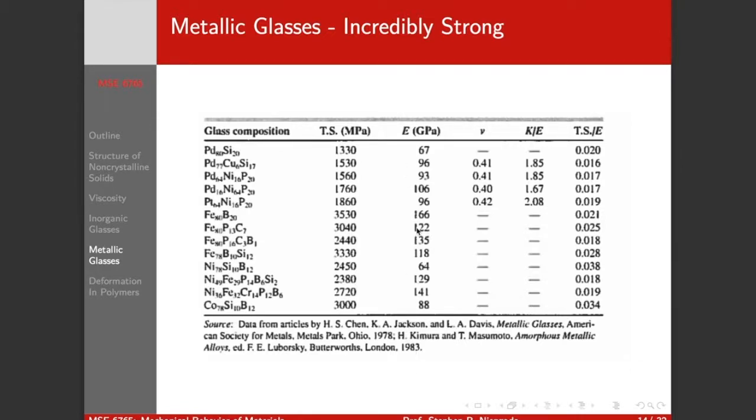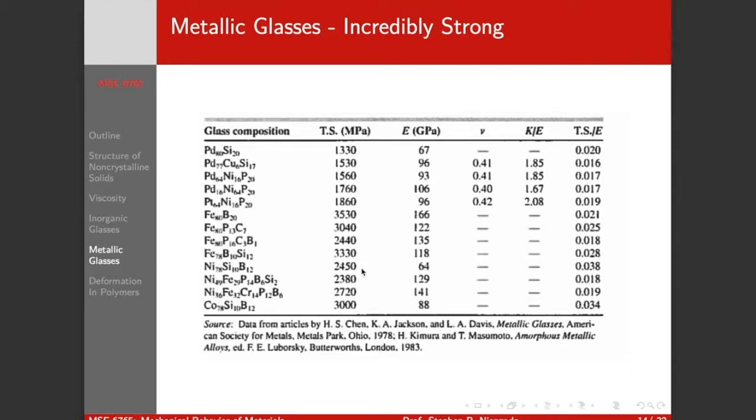Elastically quite stiff, like other metals. What's not shown here is they have exceptionally high elastic limits. You can get elastic strains on the order of 2%. Compare that to a crystalline metal where you have an elastic limit of 0.2%. So you can get an order of magnitude more elastic stretch out of them.